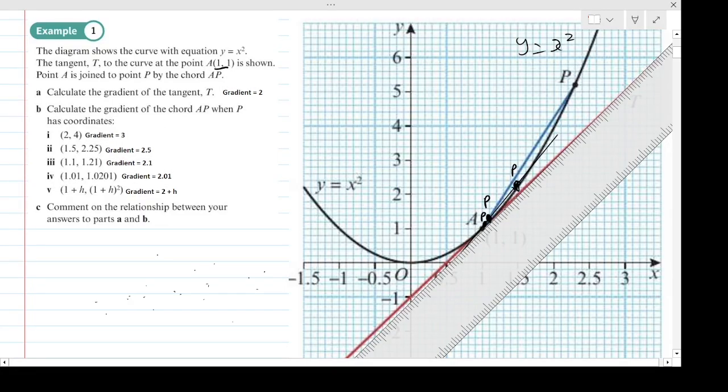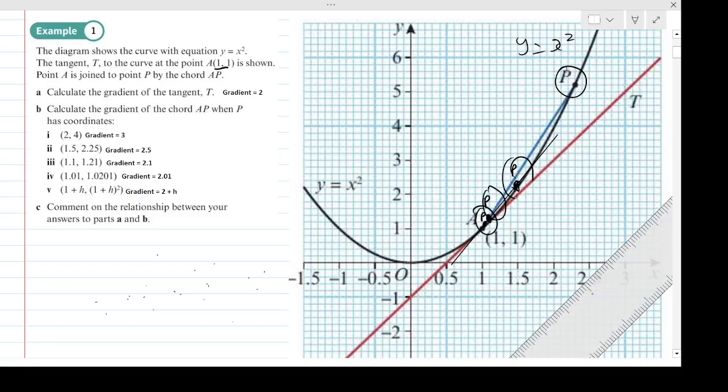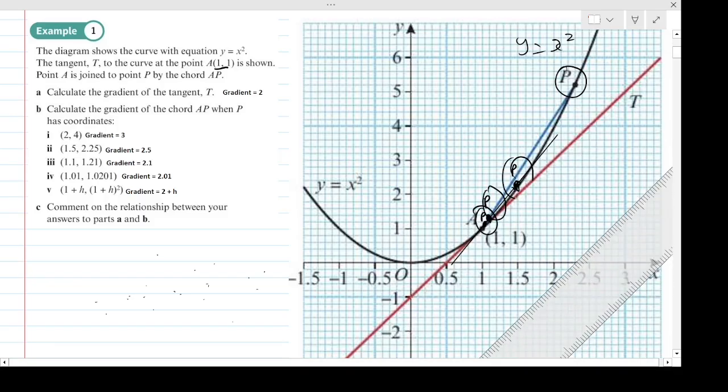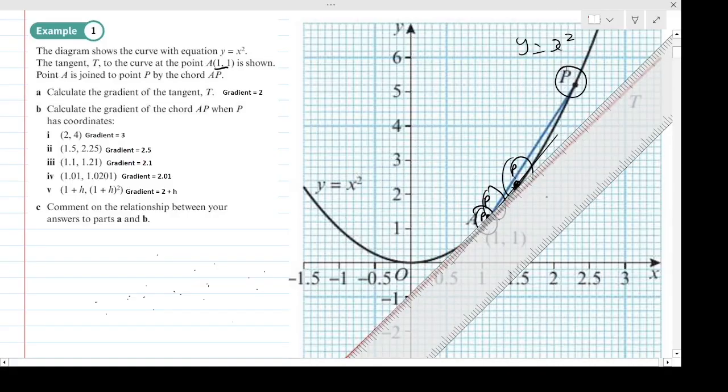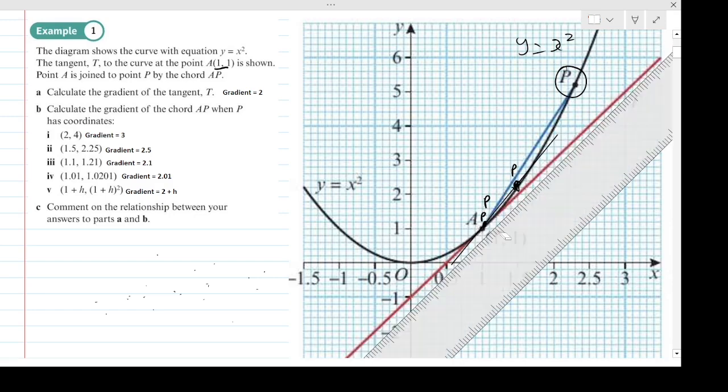Okay, and so then we can theorise that as we have a point A and then another point P, we move closer to A on the curve. So P was here, then P was here, then P was here, then P was here, right? Closer to A, my line from A to P, the blue line, is basically matching the tangent at that point A. And so the idea is, when we move our point close to A, that matches the tangent, the gradient that we want, which is the gradient of the tangent.